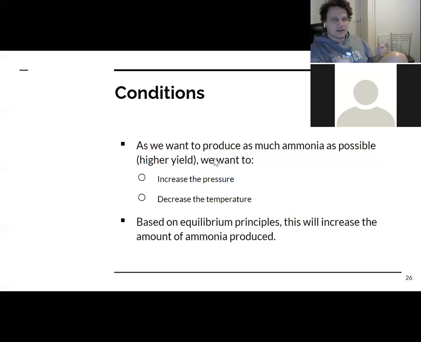Every reaction has a limit to how much can be produced. So we use this principle to manipulate those conditions to make sure that that limit is increased.